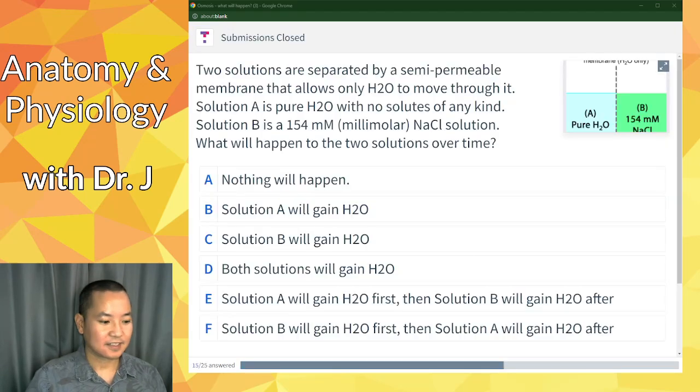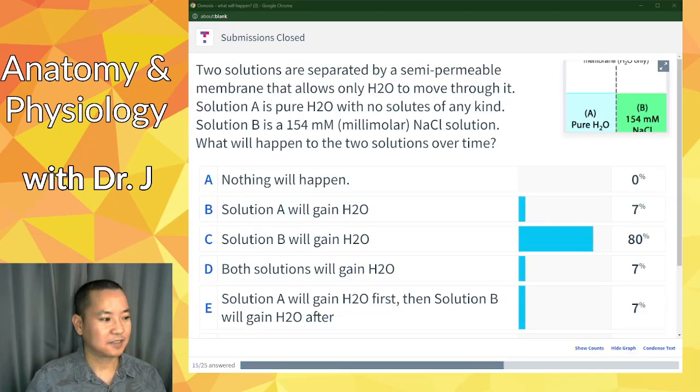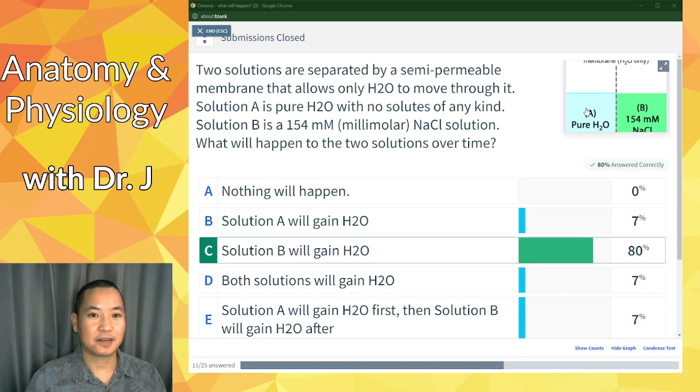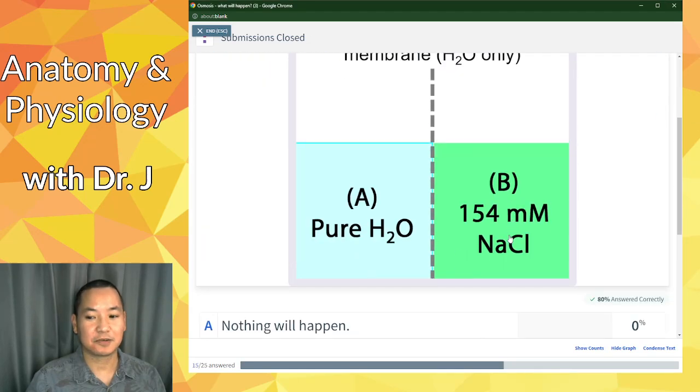It seems like the majority of you said solution B will gain water, and that is correct. Why? Pure water is basically 0 millimolars sodium chloride. I won't ask you to convert between different concentrations, but you don't have any solutes on one side, while the other side has solutes trying to pull water toward it. So that's why solution B will gain water over time. And this is a critical concept in understanding the nephron.